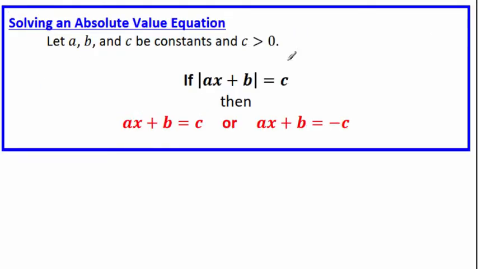I had to read that. That kind of slowed me down a little bit. Solving an absolute value equation. All right, so down here this is the Algebra 2 definition. If the absolute value of ax plus b equals c, then ax plus b equals c, or ax plus b equals negative c. That's not going to mean a whole lot to some of you.